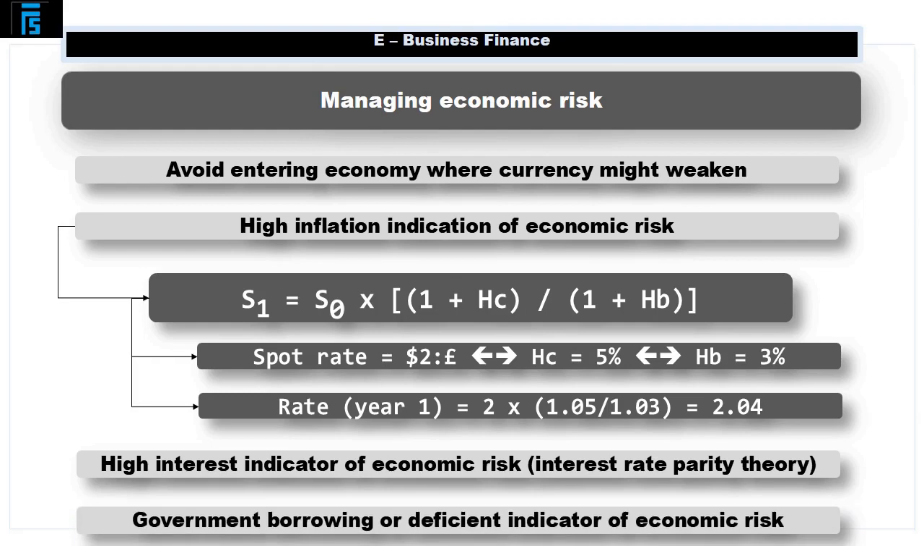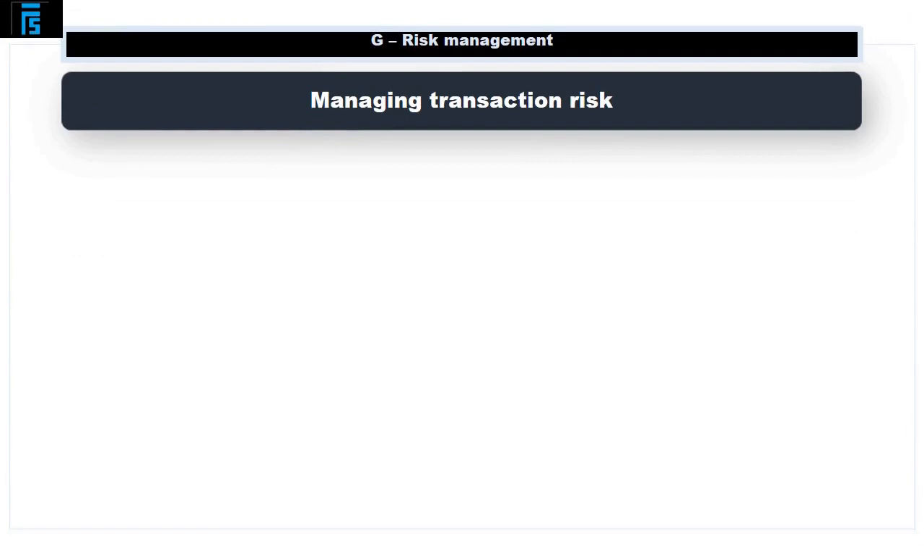Finally, a balance of payments deficit, the situation where imports are higher than exports, or high government borrowing, are both indicators that a country is not doing well and could result in its currency weakening. Managing transaction risk. There are broadly two categories of risk management, and these can be thought of as internal, i.e. the company can achieve on their own, and external, i.e. the company will use derivatives and other financial products.